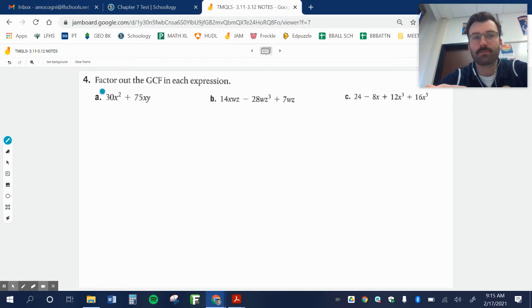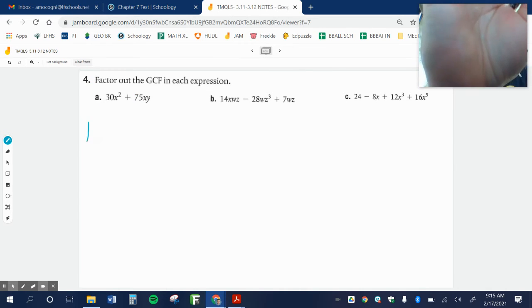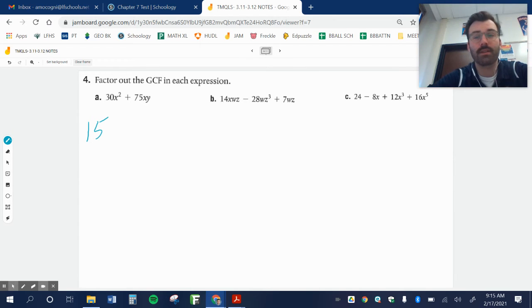So, the small number is 30. Does 30 go into 75? No, it does not. Then I want to start off with 30 divided by 2. That's 15. Does 2 go into 75? No. Does 15 go into 75? 15 does go into 75. So our GCF is going to include 15.